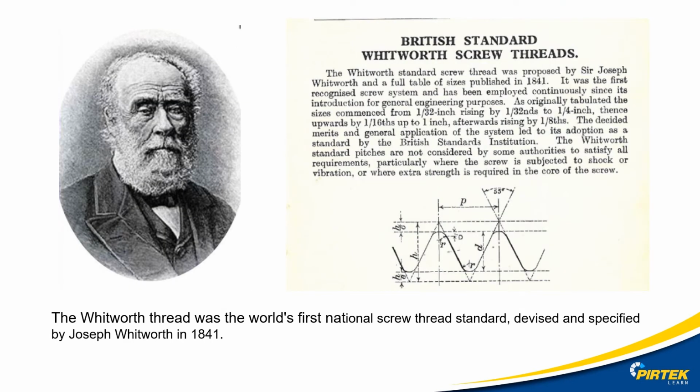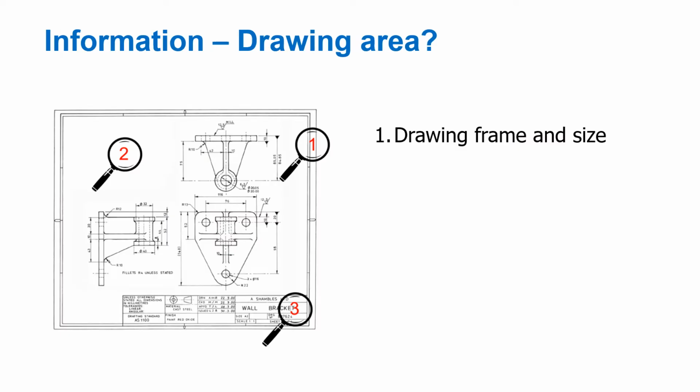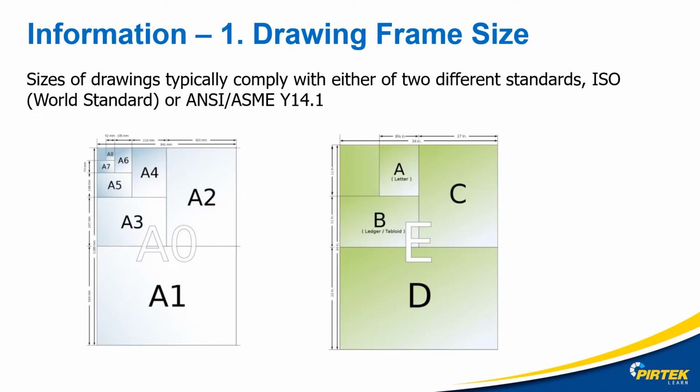Here we have an example of standardization during the Industrial Revolution. Everybody's heard of the Whitworth thread. The Whitworth thread was the world's first national screw thread standard, devised and specified by Joseph Whitworth in 1841. Let's have a look at the drawing area. It's not a coincidence that the drawing area coincides with standard paper sizes. We are all familiar with the ISO page sizes, A4, A3, A2, and don't forget about the ANSI standards, the sizes A, B, C, and D.